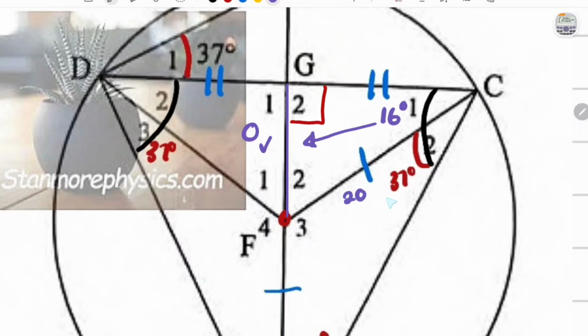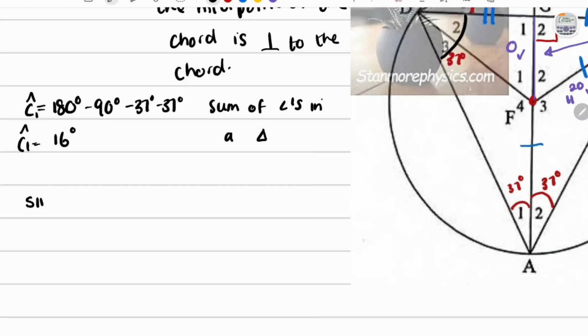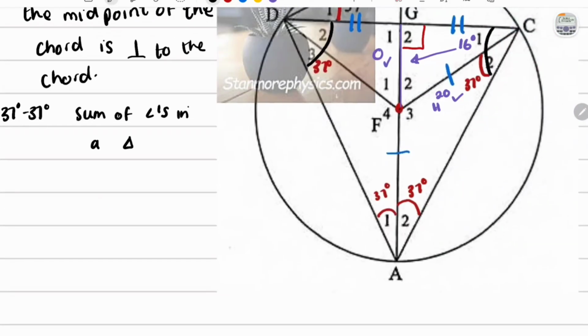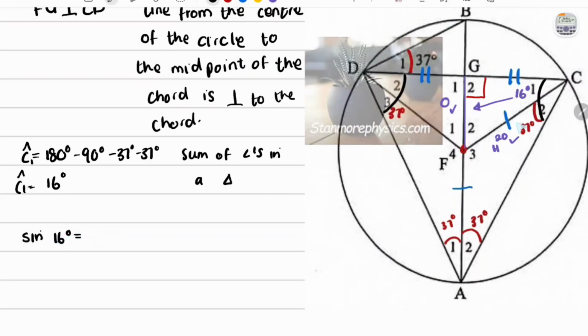They said the radius is 20 units. So we have the radius, and as you can see, that is the hypotenuse. So we have the opposite and hypotenuse. Which function can we use? We can use sine. So sine of 16 degrees is equal to the opposite over the hypotenuse. That is FG over the hypotenuse, which is 20. The reason is the trig function of sine.